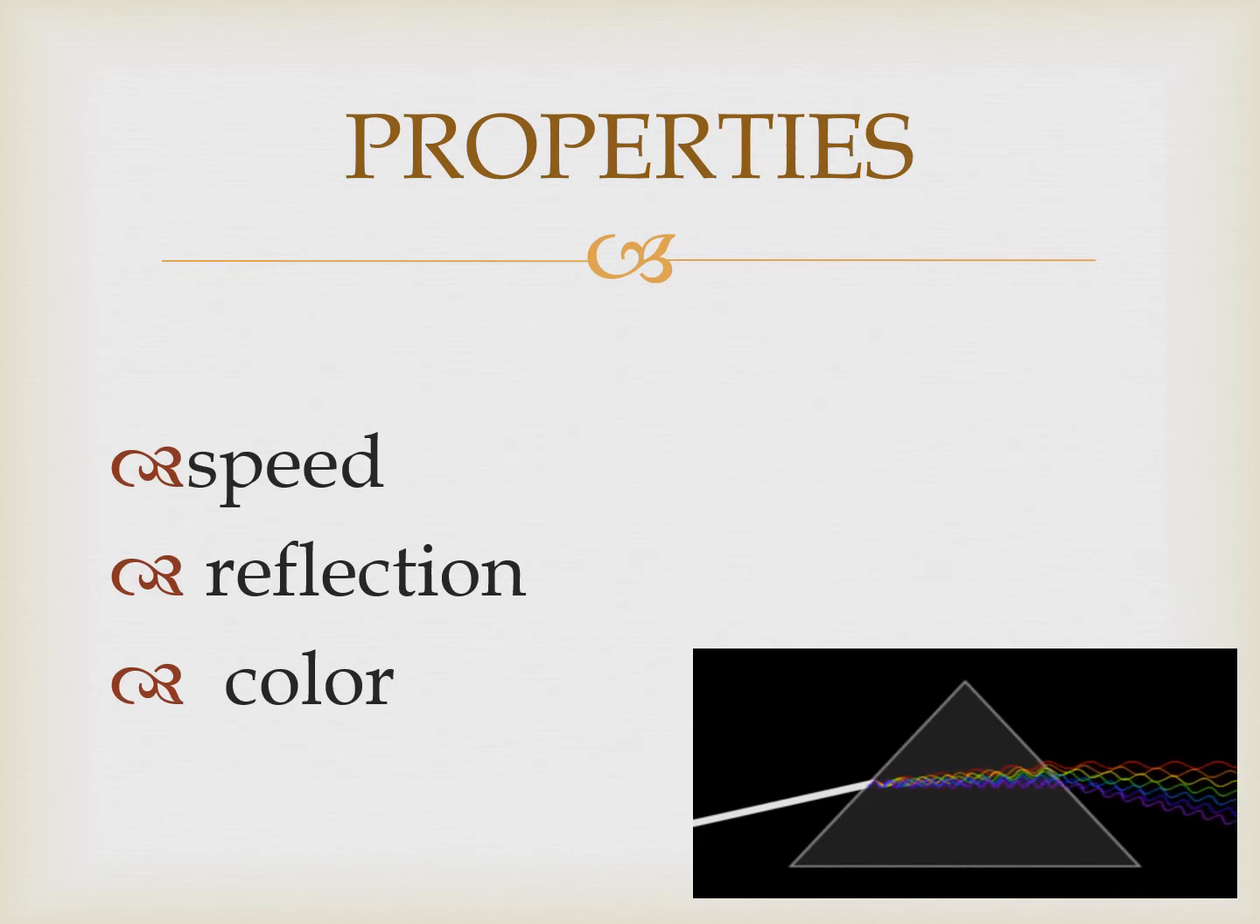The basic properties of the light are speed, reflection, and color. The light has maximum speed, that is, it is too speedy to be captured by anything else. The light reflects back whenever it touches any object. And as we all know that light is made up of many colored waves, so when we pass the light, that is the sunlight, through a prism, it is scattered into different colors.